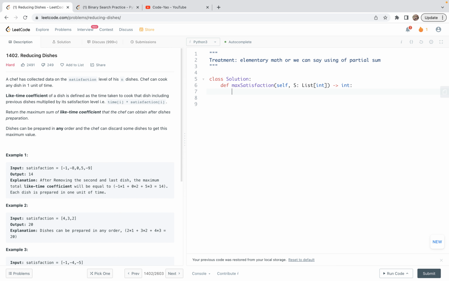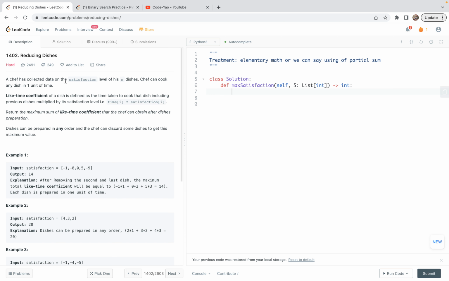Let's have a look at problem 1402, reducing dishes. This problem is marked hard by LeetCode, and in this video we're going to share and explain a solution based on elementary math. So first, let's look at the problem requirement.